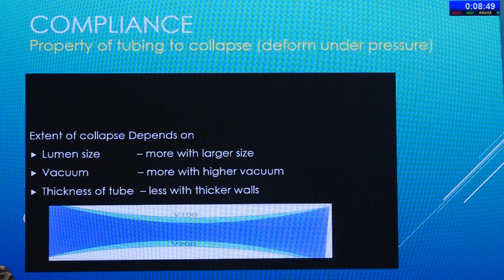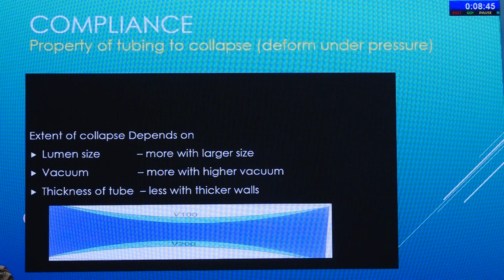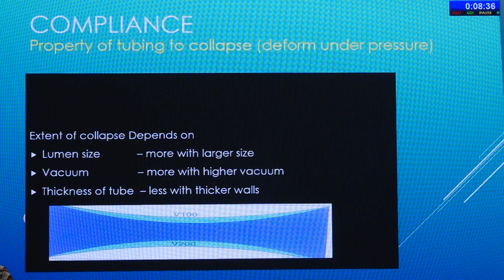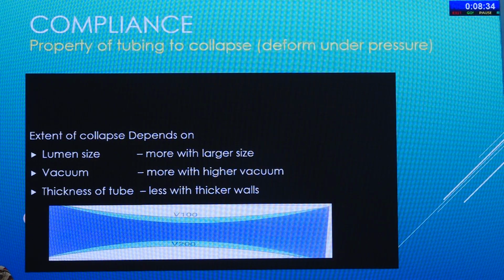What is compliance? Compliance is basically the property of the tubings to collapse, that is, deform under pressure. The extent of collapse will depend on three things: the size of the lumen of the tubing, the vacuum, and the thickness of the tube. If the lumen size is more, the compliance will be more. If the vacuum is more, the compliance will be more. But if the walls are thick, the compliance will be less.